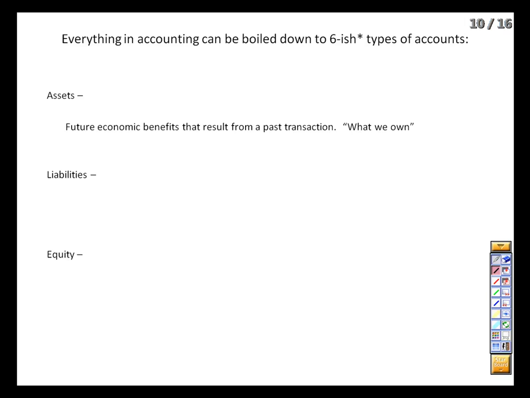A simpler way of looking at it is what we own, or stuff, but it really does go beyond that. Let's say we prepay an insurance policy for the next 12 months. Although it's not really stuff, it is a future benefit. Namely, we have 12 months of insurance coverage. So when we write that check, we'll call it an asset until we actually start using it up.